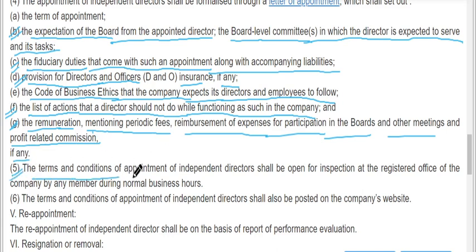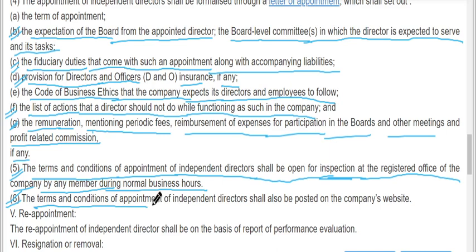The terms and conditions of appointment of independent directors shall be open for inspection at the registered office of the company by any member during normal business hours. The terms and conditions of appointment of independent directors shall also be posted on the company's website.